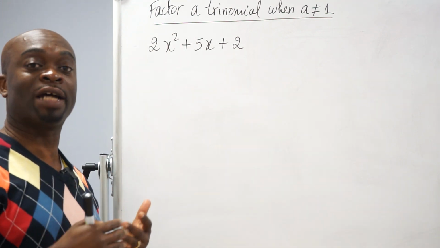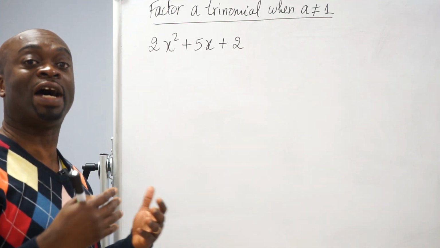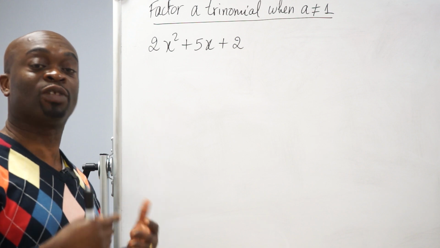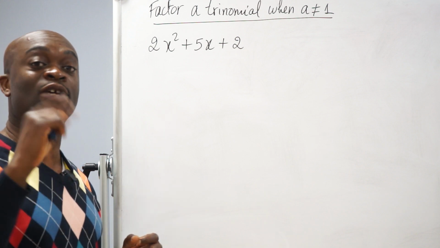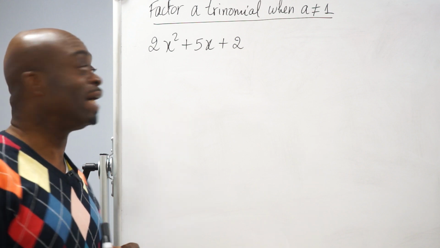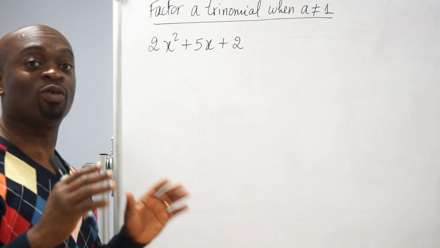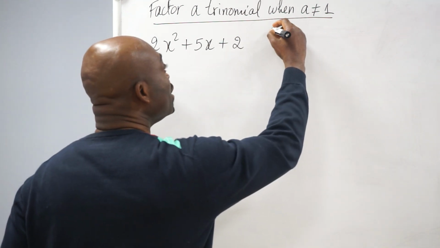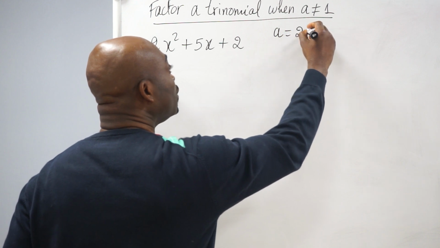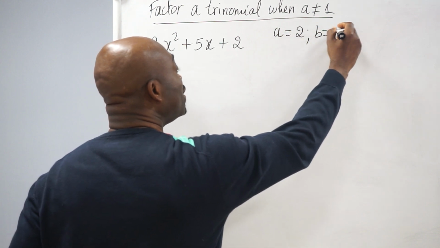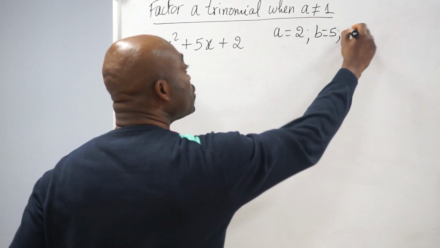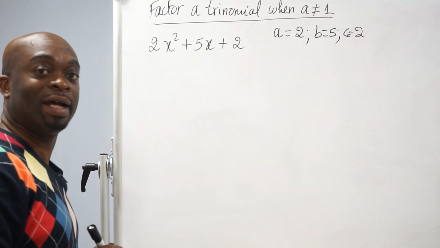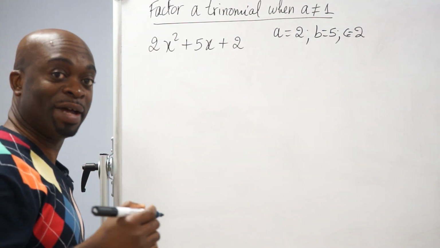So if you go back to our previous videos when we talked about factoring a trinomial, we've dealt with situations where a is equal to 1. But in this case, a is not equal to 1. So what are we going to do? The first thing we're going to do is pull out a, which is 2, b is 5, and then c, which is equal to 2 also.